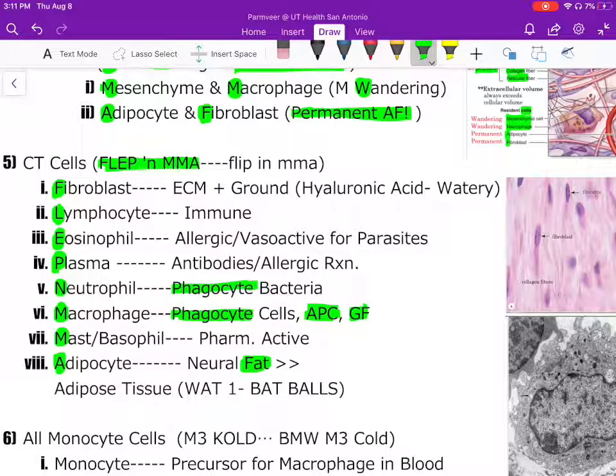Another mnemonic for a side note is you have adipocyte that makes up the adipose tissue, and you have two types of adipose tissue. You have the WAT, which is your white adipose tissue, and you have your BAT, which is your brown adipose tissue. BAT is usually found in babies. So WAT, one cell, one glob of fat, whereas BAT is balls of fat.